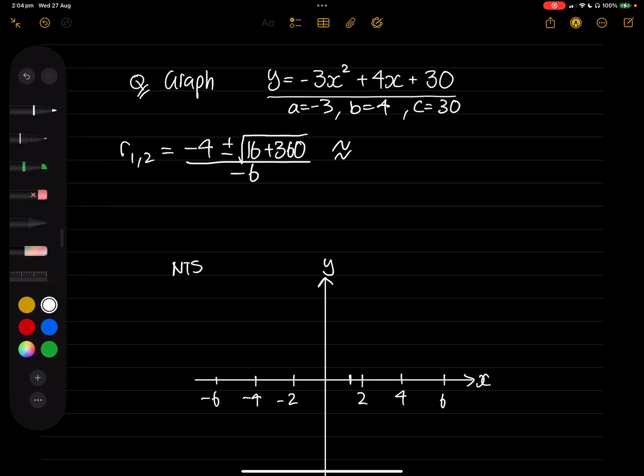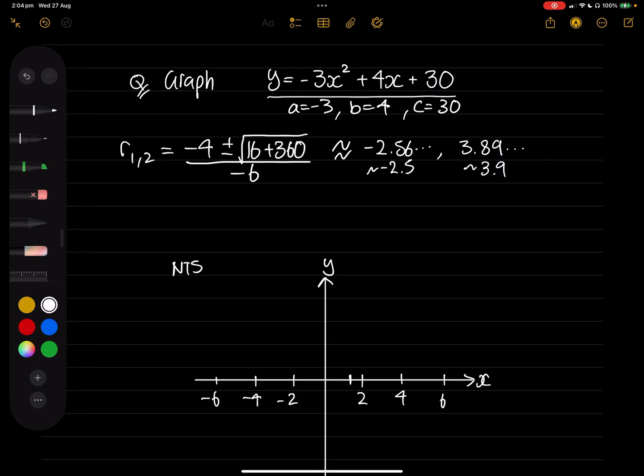So minus 4 plus the square root of 376 over minus 6 is minus 2.56. And then if we find the other root, we replace the plus with a minus in front of the square root. We get 3.89, and it has other decimals. So this is about minus 2.5. This is about, let's say, 3.9.